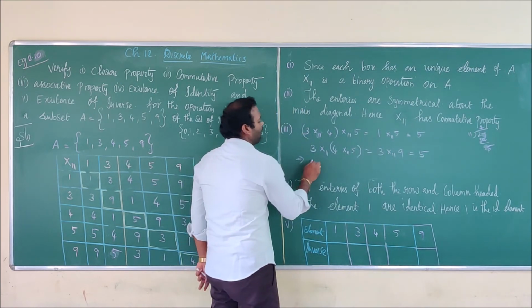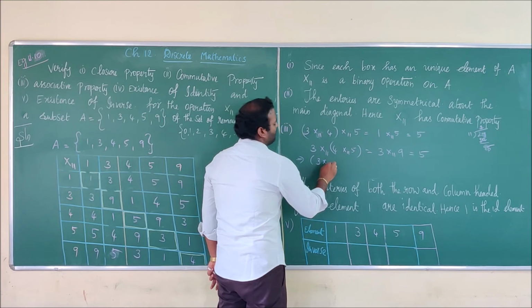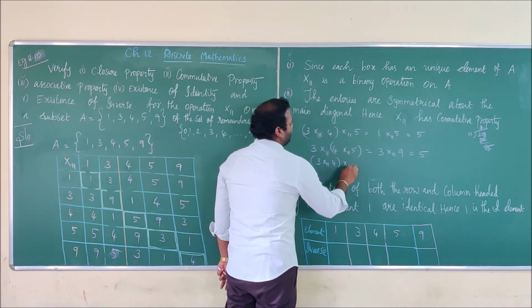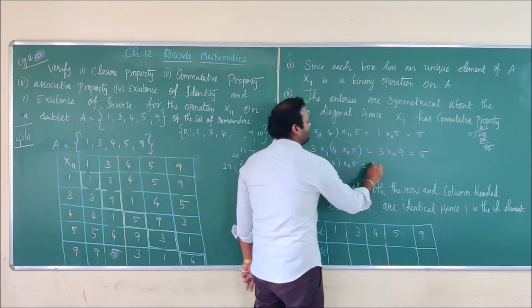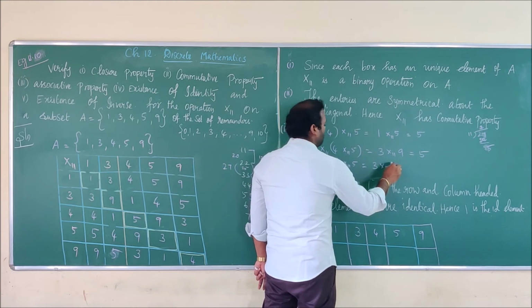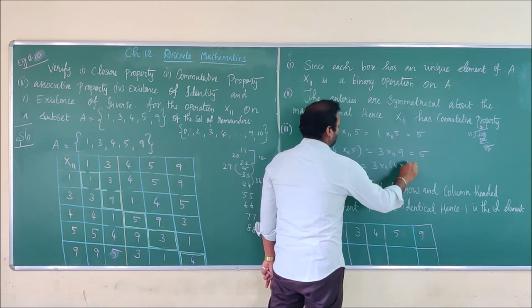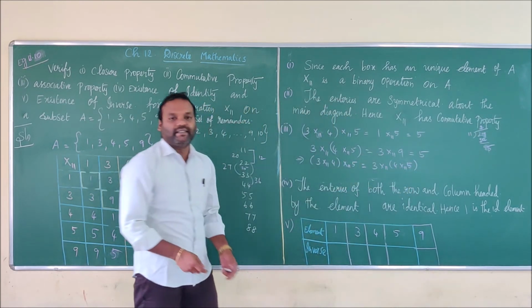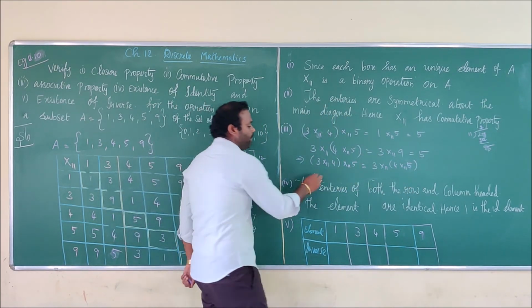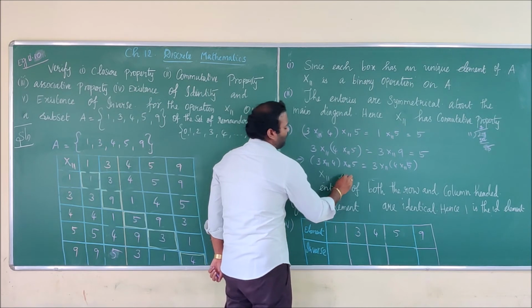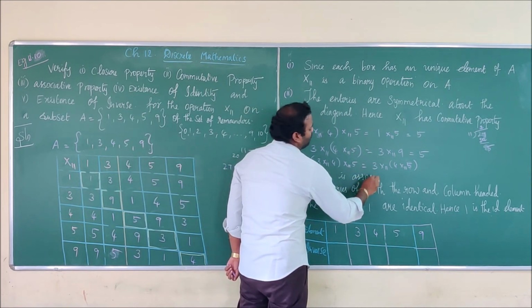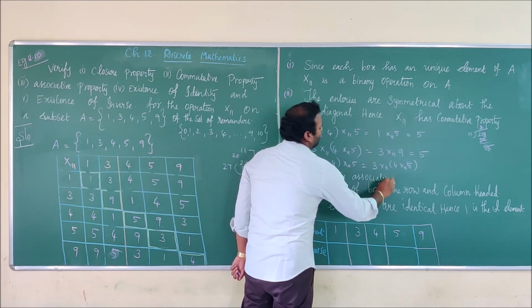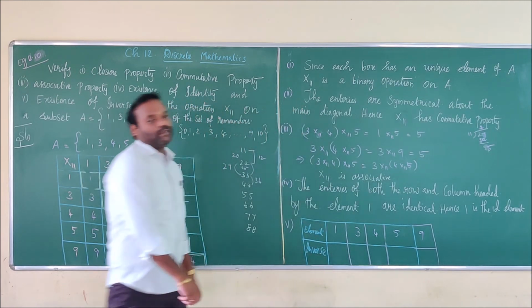So this implies that 3 multiplication modulo 11 of the bracket 4 multiplication modulo 11 5 is equal to the bracket 3 multiplication modulo 11 4, multiplication modulo 11 5. Both of them are the same. So I can write that multiplication modulo 11 is associative. You have to write that multiplication modulo 11 is associative.